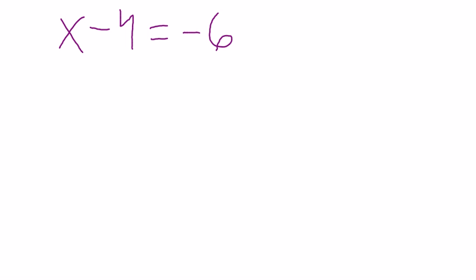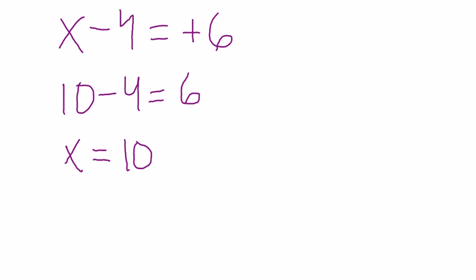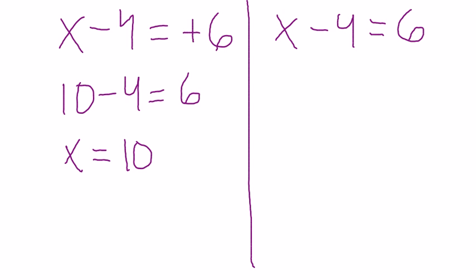Actually, take that back. Let's start with x minus 4 equals positive 6. You might already know in your head that 10 minus 4 equals 6, and therefore if you substitute in 10 for x, you would get 6. But as we did in the last case, let's talk about this in a more algebraic way, because as things become more complicated down the road, you are going to need to think about it this way.